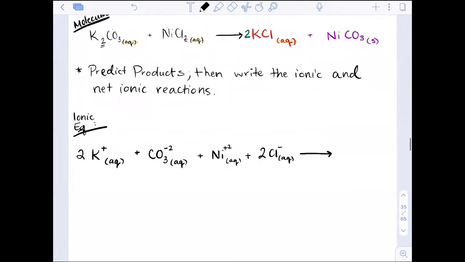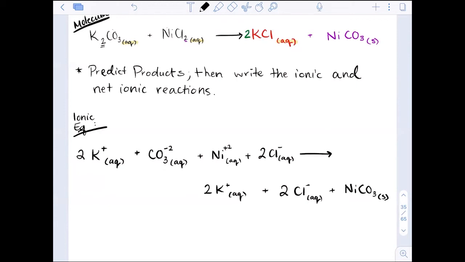I always tend to run out of room, so it's okay. We'll just go ahead and write this reaction on 2 lines. Typical for an ionic equation. 2 potassium plus 1s and 2 chlorine minus 1s. How did I get that? Don't forget, coefficients get distributed into the entire compound. And finally, nickel carbonate, solid, no ions there.